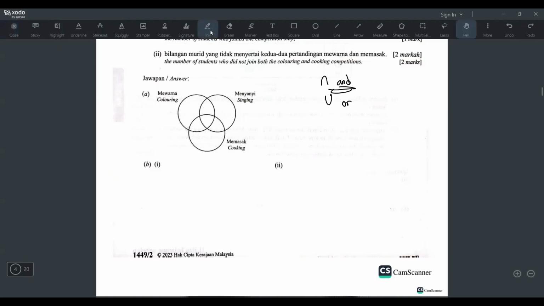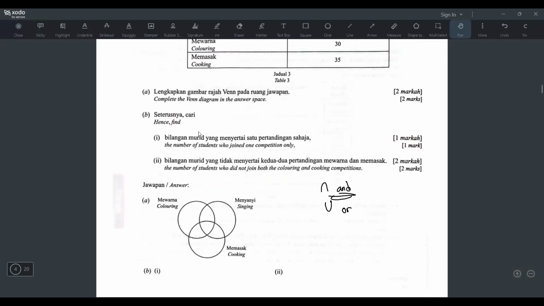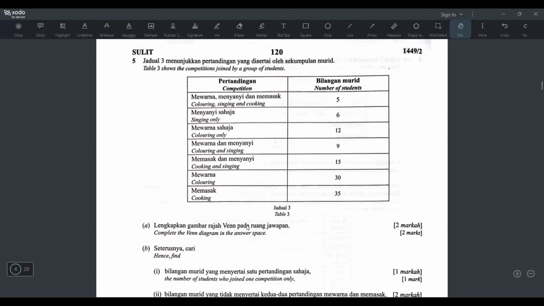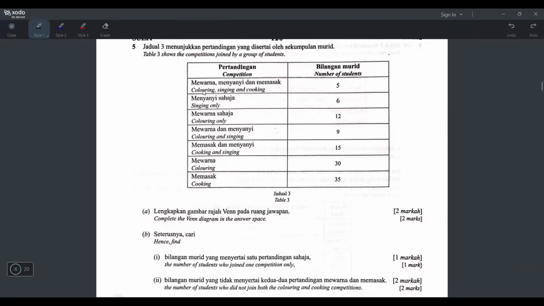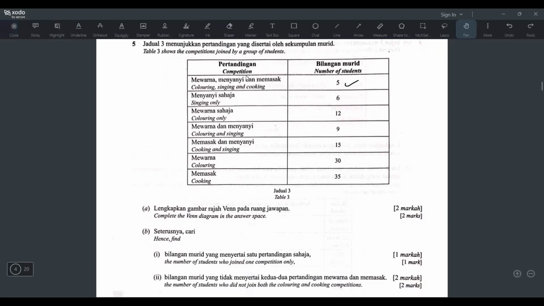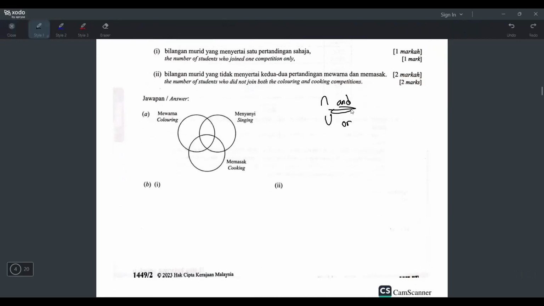So now you faham semua tu, baru you boleh label. Then only you can complete the diagram. So now I want to ask you, first one, coloring and singing and cooking is 5. So where should I write the 5? N is what? Intersection, persilangan. So coloring, singing, cooking, dia punya overlap is 5, because intersect ambil part yang overlap. So this one write 5. Oh, and one more thing. When you write the number here, sometimes you put the dot, but this one don't put the dot.